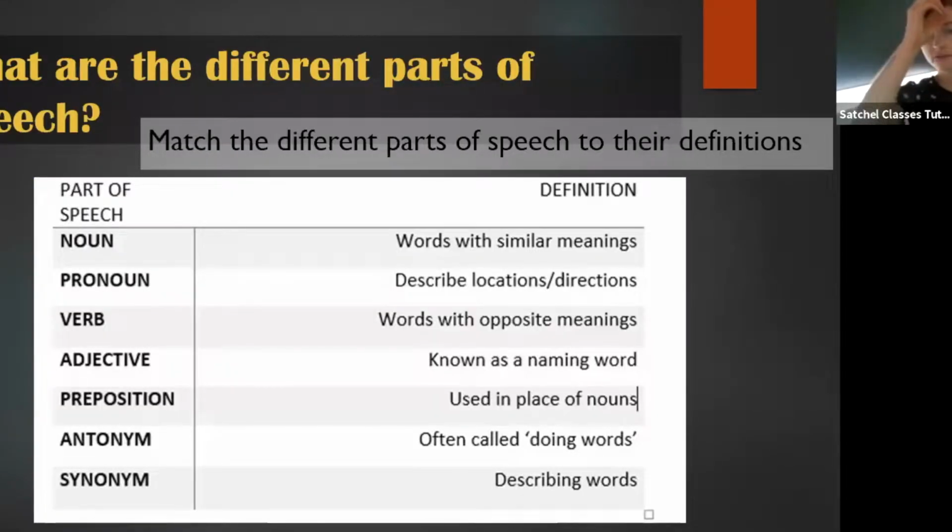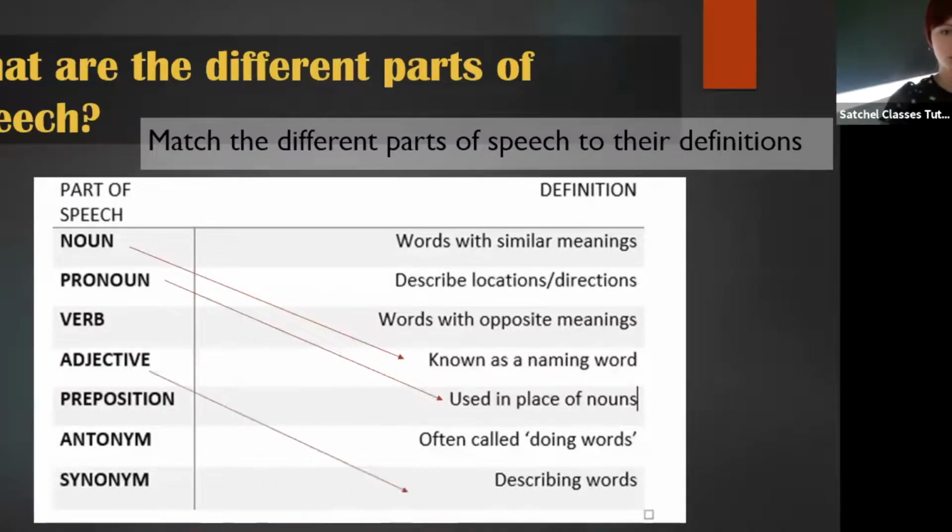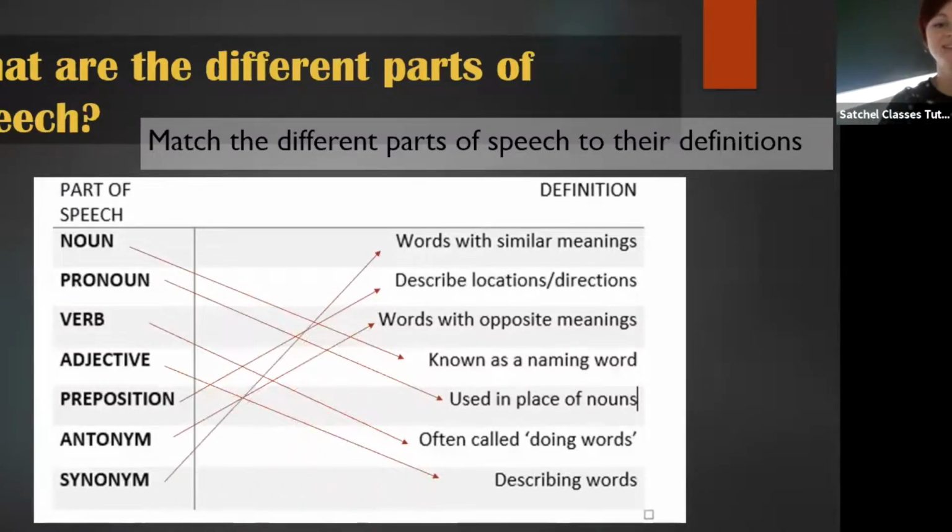So just to start us off, I would like you to pause here for about 2 minutes or so and see if you can match up the parts of speech with the definition. Just pause the video here and come back once you have done that. Okay, welcome back. I hope you found that quite useful. We will be going through some of the answers to these in a little while. So essentially, this is what you should have matched up.